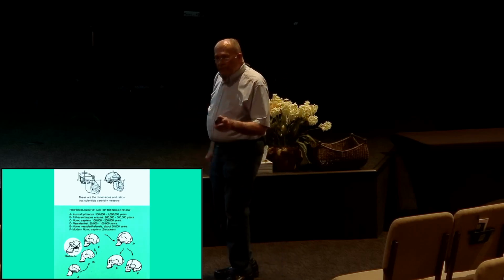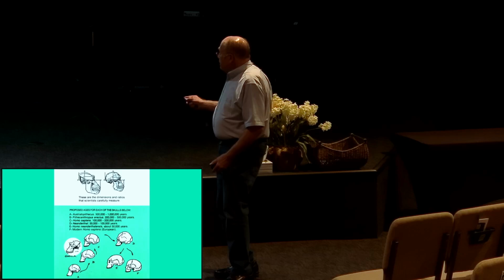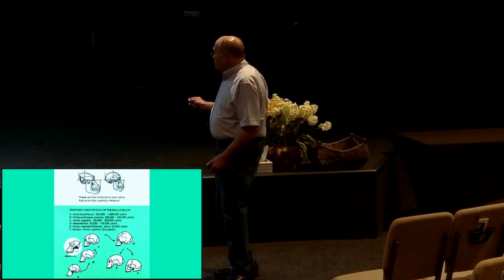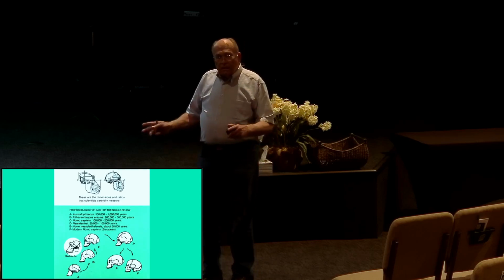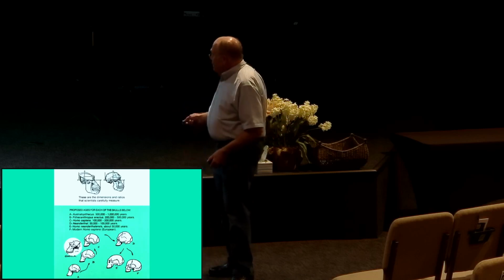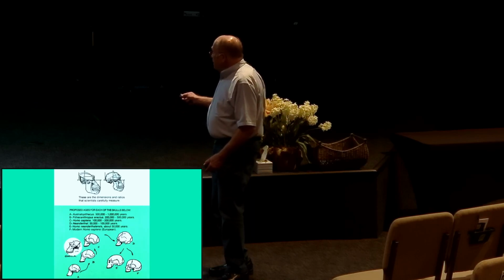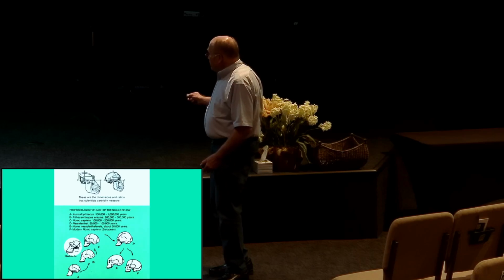Now, let's take a look. What is skull A supposed to be? Well, skull A is supposed to be Australopithecus, supposedly 500,000 to 1 million supposed years old. So that's the southern ape, right? Now, B is Pithecanthropus erectus, supposedly 200 to 500,000 years old. C is Homo sapien, supposedly 100 to 200,000 years old. D is Neanderthal, supposedly 50 to 100,000 years old. E is Homo sapien variety Neanderthaliensis, supposedly 50,000 years old, and F is modern Homo sapiens.